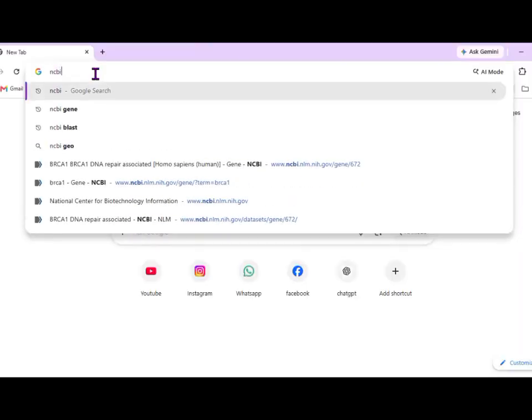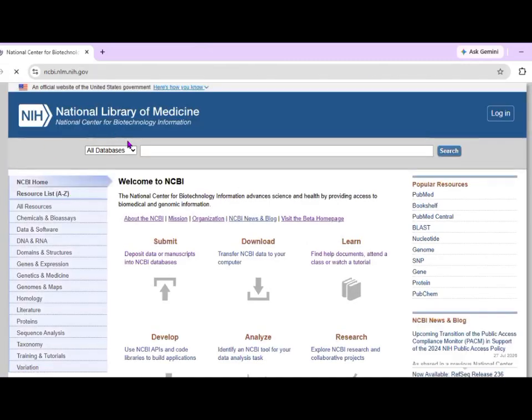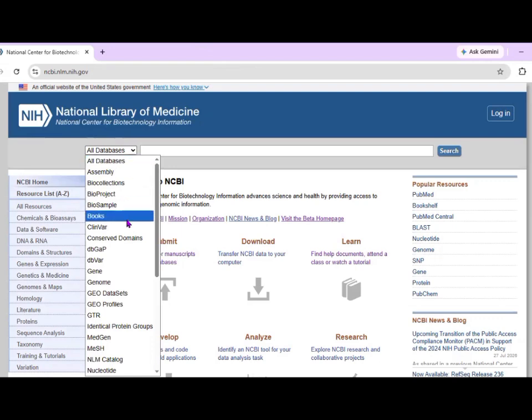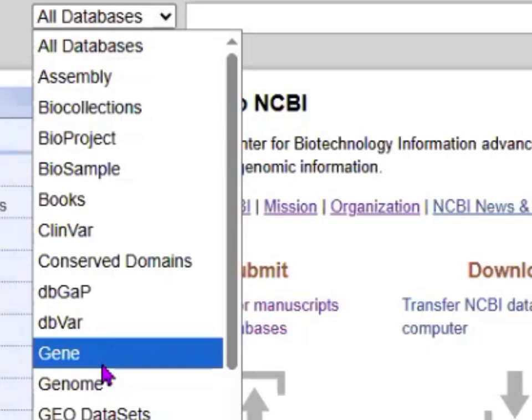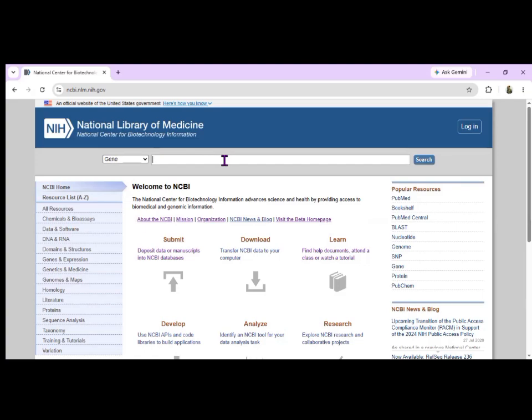First, we will open the NCBI website. On the NCBI website homepage, we can see the search bar. Here we can see there are many databases available. Today we want to study information about a specific gene. That's why we will directly go to the gene database. So select the gene database. Now we need to name the gene that we want to study.